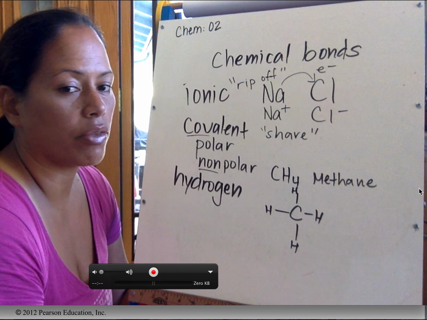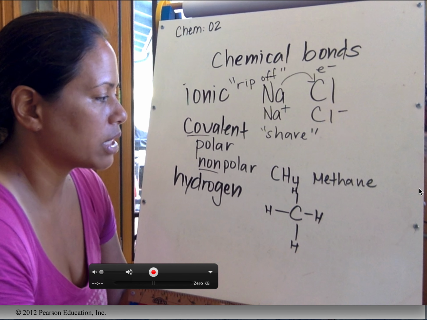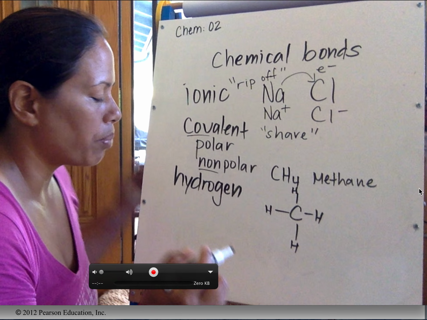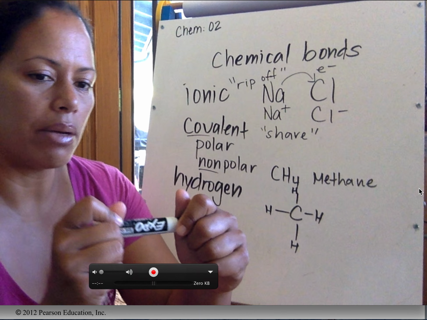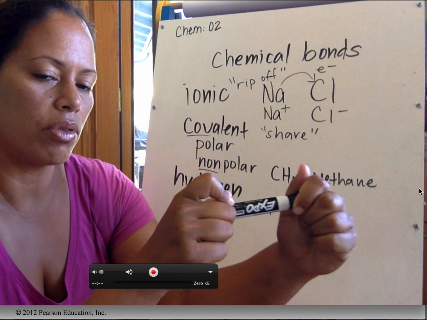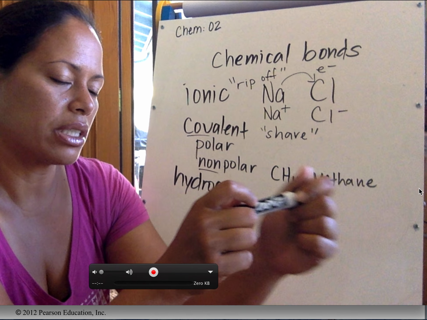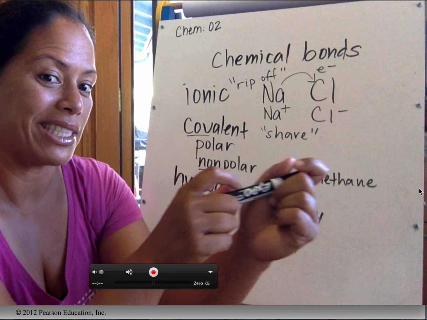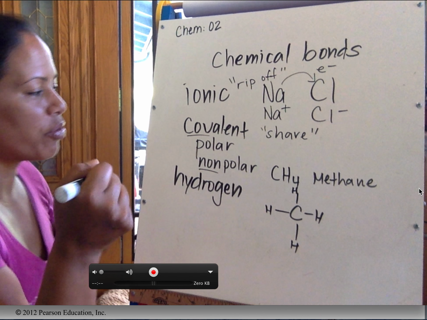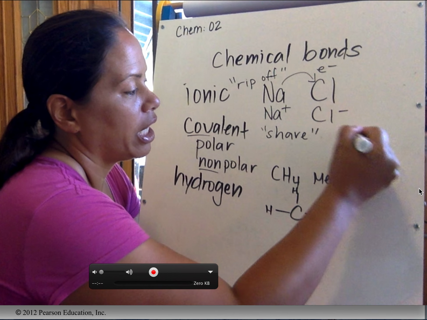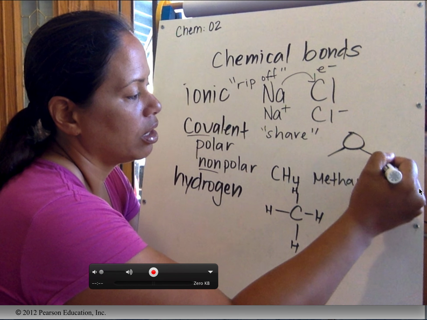What about polar covalent? Well, that one, I'm only going to use one example. Polar covalent means that somebody is holding or pulling onto the money a little bit more than the other person. So let's say one person makes money, but the other one spends it a lot more. So polar covalent is when you have an unequal sharing of electrons.